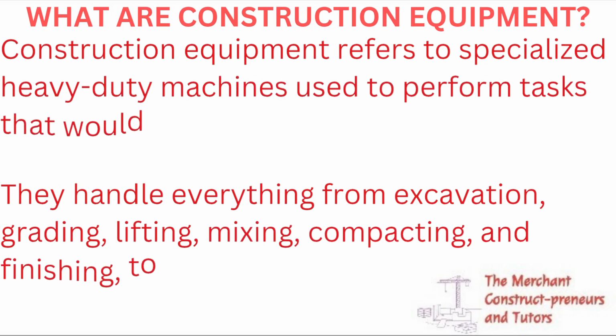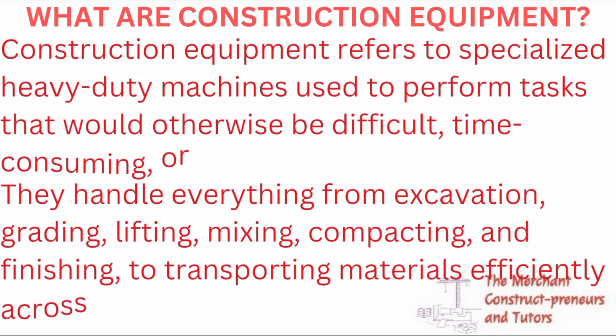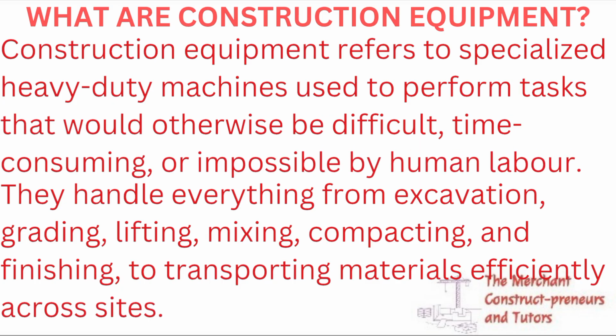So we need to know the definition of what construction equipment are. Construction equipment refers to specialized heavy duty machines used to perform tasks that would otherwise be difficult, time consuming, or impossible for human labor. So they handle everything from excavation, grading, lifting, mixing, compacting, finishing, transporting, and so many other functions. So when you are casting a multi-story building, you can't expect somebody to be as effective as a machine carrying concrete from the ground to, like you said, the 10th floor, the 11th floor. It won't be possible. You won't achieve whatever you want to achieve. So these machines are very important to have on site, especially when you are doing a large scale project, right?